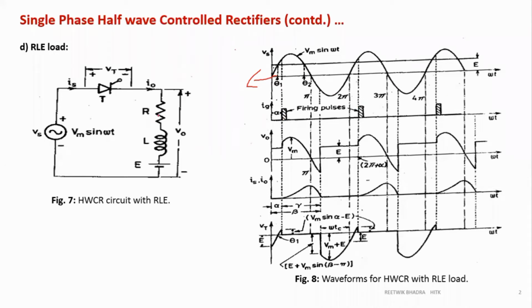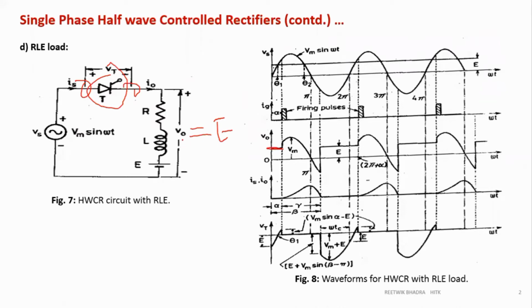Now what is happening over here? Till alpha, my thyristor is off because no gating pulse is given. So if my thyristor is off, what will be my output voltage at this point? V naught is equal to E, because there is no connection of this source voltage to the load. So whatever the potential will be over here will be this battery voltage E. So when my thyristor is off, we are getting a voltage E over here.